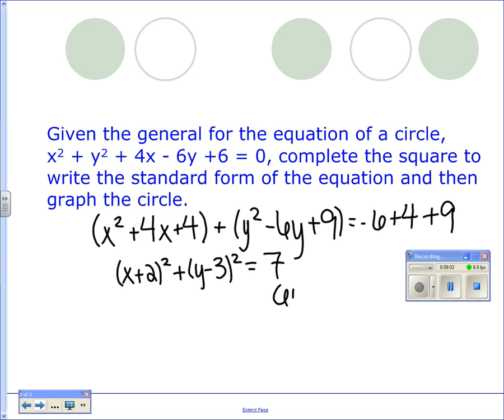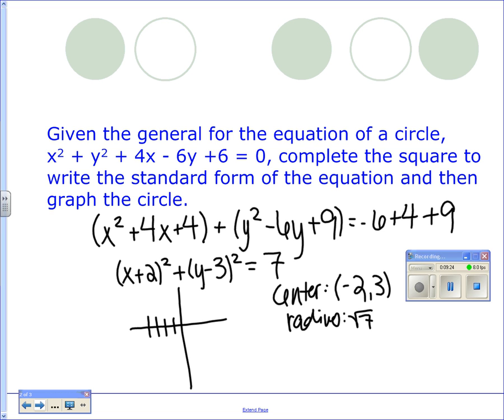Okay, what is the center? And what is your radius? Does that make sense? Okay, so we're going to go to -2, 3. Square root of 7. Is that more than 1? Is that more than 2? Is it more than 3? So it's in between 2 and 3, right? It's 2 point something. So 1, 2, and a little bit more.